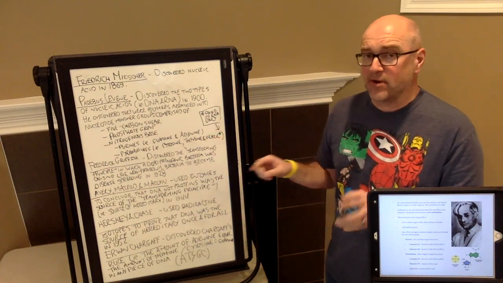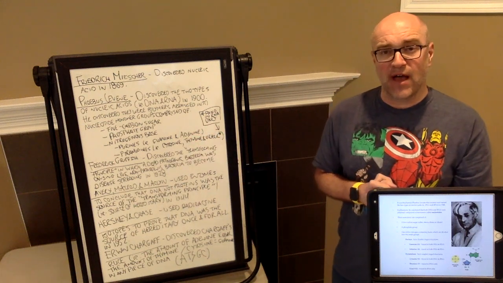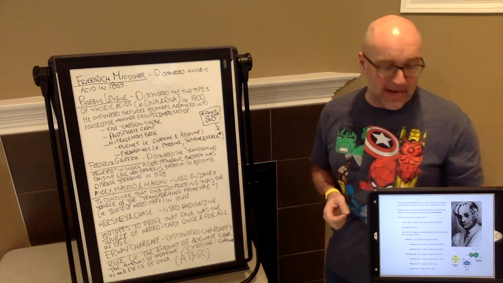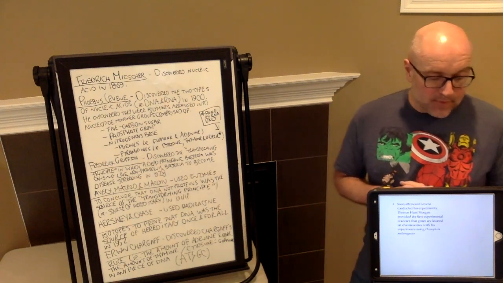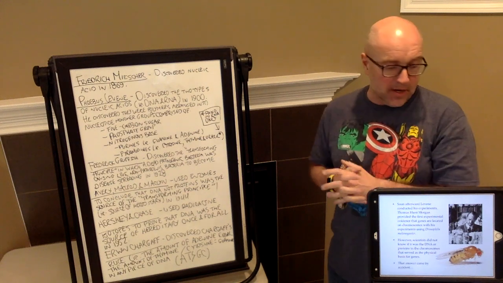Thymine is only found in DNA. The other three, guanine, adenine, and cytosine, are found in both DNA and RNA. So he discovered that in 1900. And again, I'm not going to discuss him in great detail, but there is a slide down here.